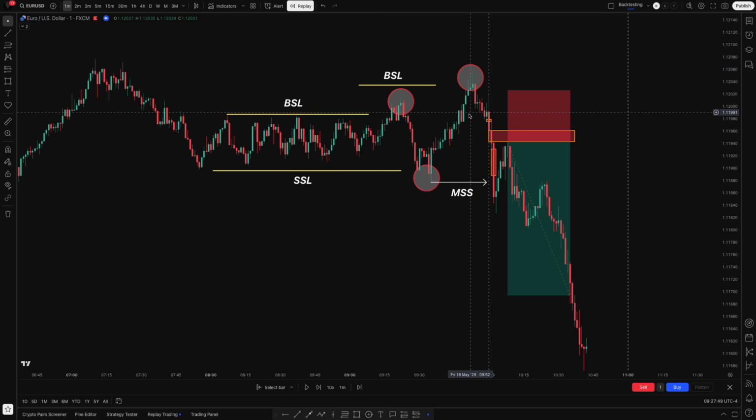So there are 3 fair value gaps, and I will use the middle one because this one is really deep into discount. This one is deep into premium, and also this one, and it's also very small. But this one is a relatively standard size fair value gap. It's not very big because I don't like trading big fair value gaps.